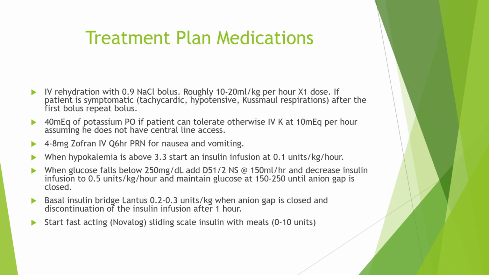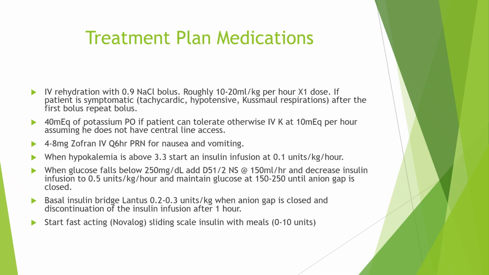You're going to go at roughly 10 to 20 milligrams per kilogram per hour for the first dose. If the patient is symptomatic, tachycardia, hypotensive, Kussmaul's respirations after first bolus, you'll go ahead and repeat another bolus, given that there are no other contraindications, such as heart failure.